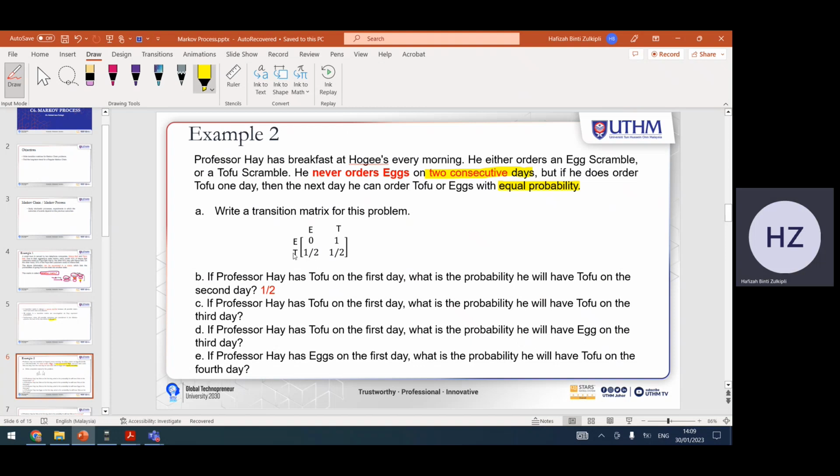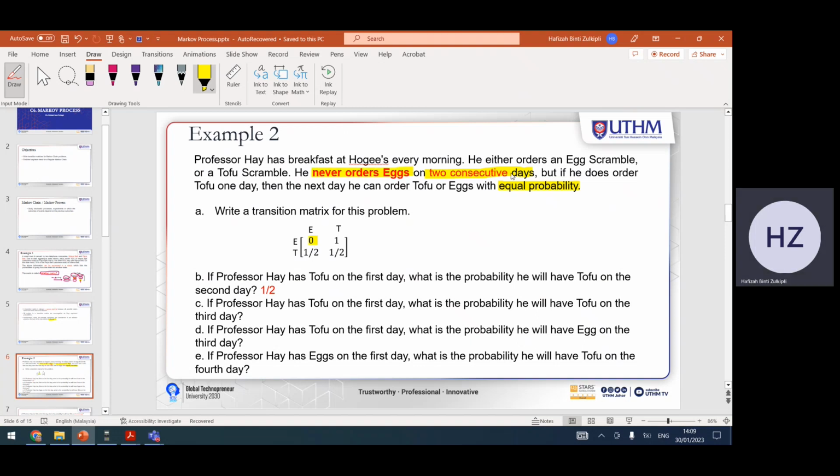For part A, they ask you to write a transition matrix for this problem. So we have egg and tofu, egg and tofu, so we have a 2 by 2 matrix. Okay, so on the first day, the professor eats egg. So the second day, he will not eat eggs, since it would be 2 consecutive days. So that's why it's equal to 0 here.